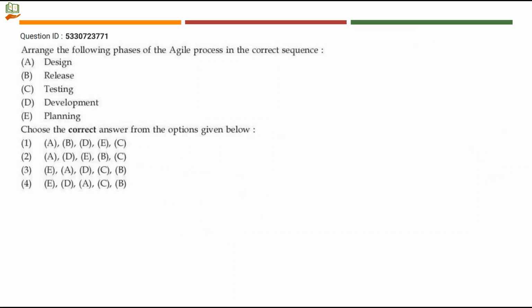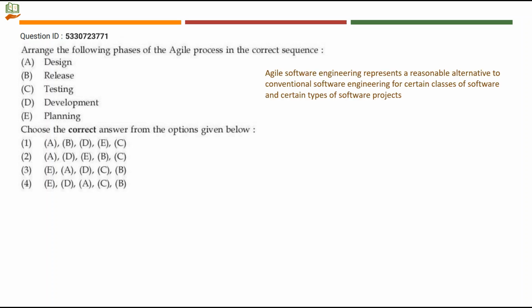Next question. Arrange the following phases of the agile process in the correct sequence. So what is actually agile software engineering? This represents a reasonable alternative to conventional software engineering for certain classes of software and certain types of software projects. Before agile process came into software engineering, we were using something called the waterfall model. So we have to go with requirement analysis, then we'll go for design phase, then we'll go for coding phase, then deployment, then maintenance. There will be a set of phases that will be followed in a particular order.